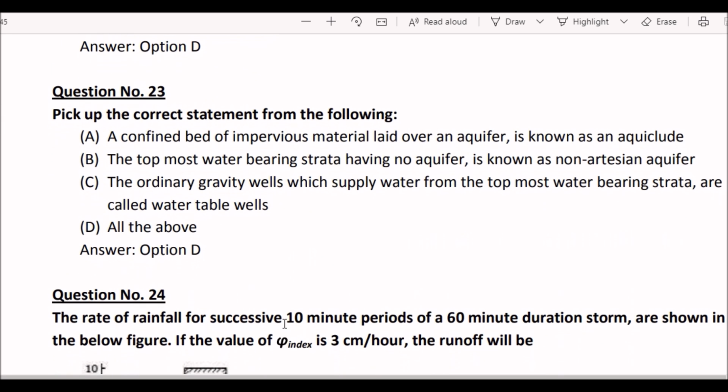Next question. Pick up the correct statement from the following. Option A. Confined bed of impervious material laid over an aquifer is known as an aquiclude. Option B. The topmost water-bearing strata having no aquiclude is known as non-artesian aquifer. Option C. The ordinary gravity wells which supply water from the topmost bearing strata are called water table wells. And option D. All of the above. Right answer is option D. All of the above.